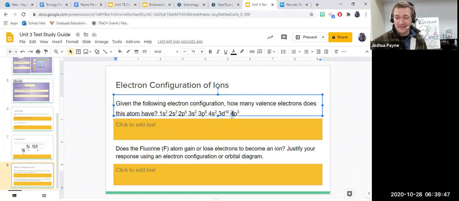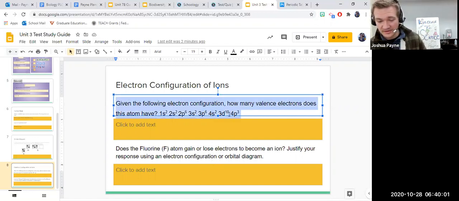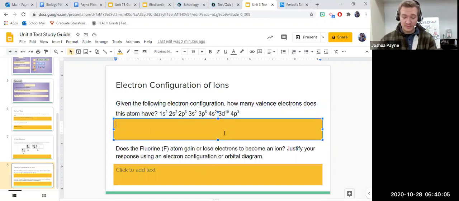4 is the highest level we get to. You're just looking at the floor number, right? The 4th floor is the highest we get to. So you have to take all the electrons on the 4th floor and add them up, and that gives you your answer. So we have 2 electrons in 4s, and we have 3 electrons in 4p. So we take those 2 plus that 3, and we find out we have 5 valence electrons.